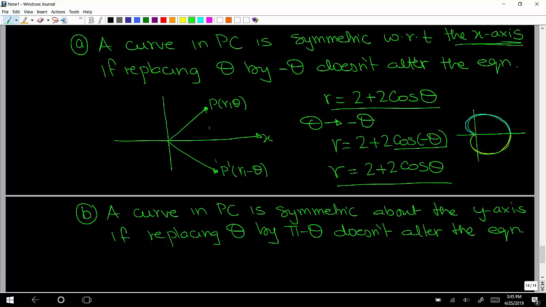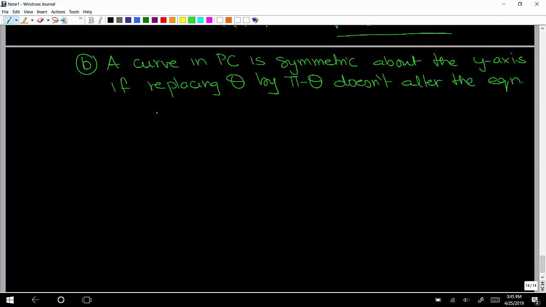Okay, so what does that mean graphically? So let's take a look at that. Okay. So let's say I have this point here, P. This is r theta. And if you think about it, what is this angle here?